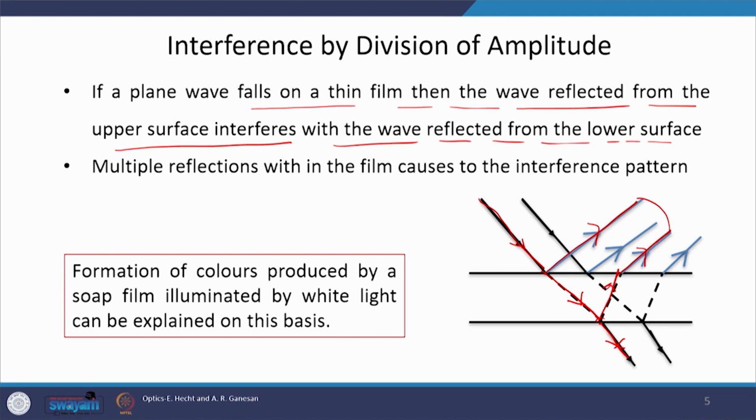Similarly, this ray may again get reflected here, and then several reflections and transmissions may happen, and all these reflected rays may interfere and give some fringe pattern in this direction, and all these transmitted rays may also interfere and give some fringe pattern in this direction. And these fringes we often see in our daily life. Where do we see these fringes?